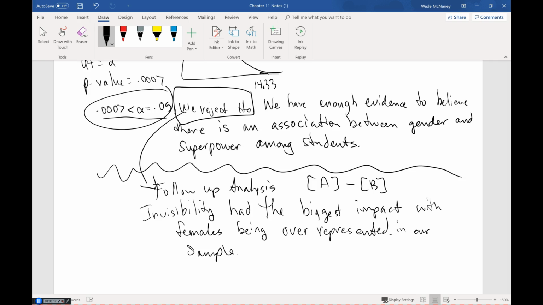Okay, so anytime we reject the null, we want to do a follow-up analysis because we want to see, yeah, it was significant. What caused it to be significant? It should just be a natural curiosity that follows to make you want to do a follow-up analysis. All right.